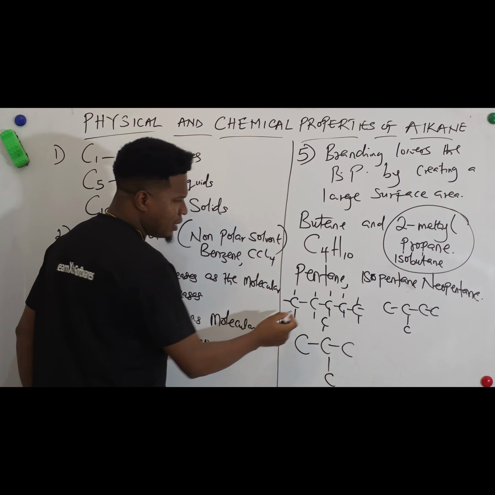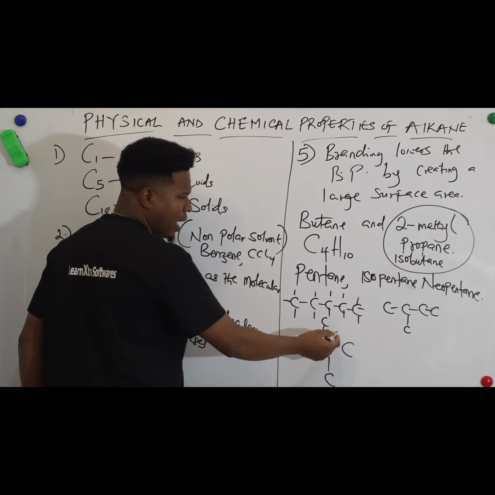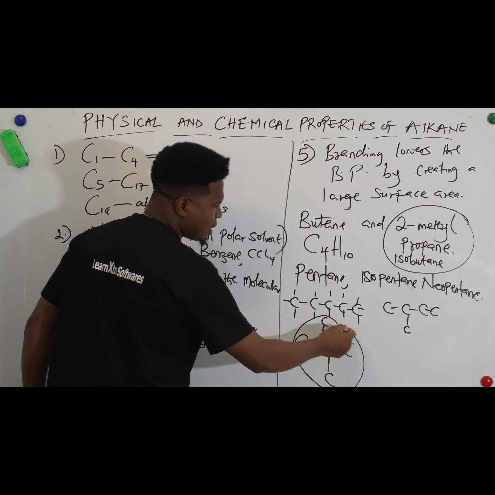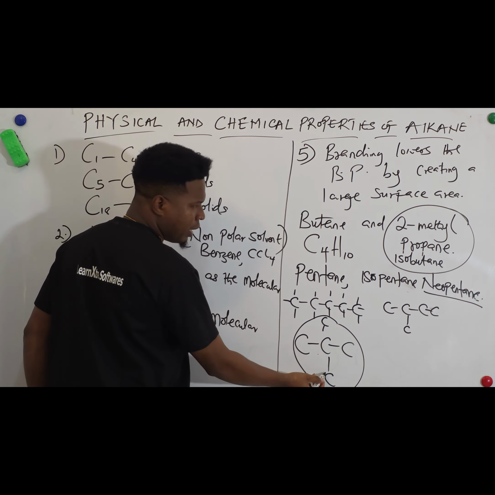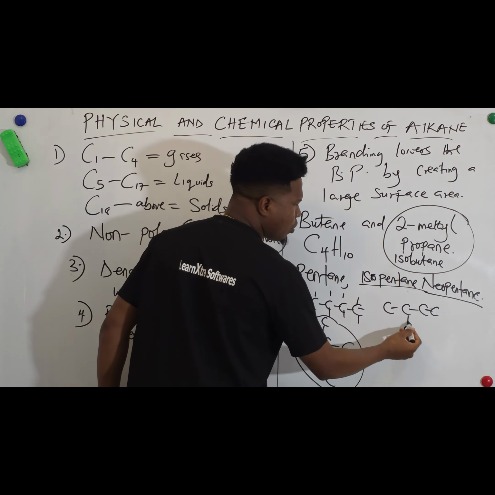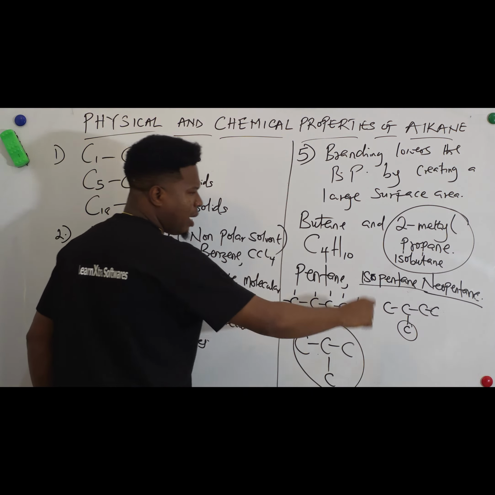Okay. So look at this. You will notice that this one has more branches. That is neopentane. Neopentane has more branches. Look at the first branch, look at the second branch. But isopentane has only one branch. But pentane does not have any branch.